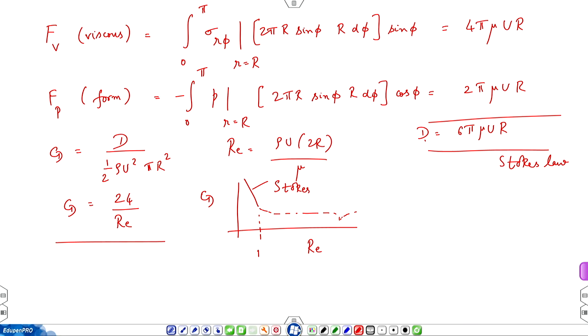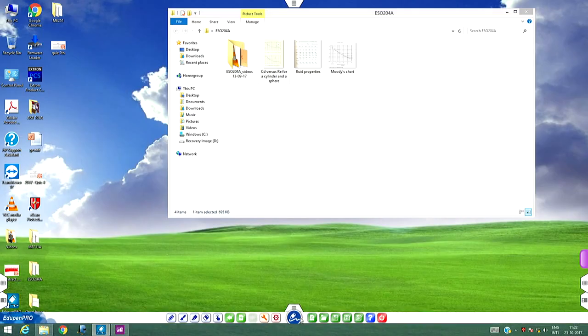So, what is the flow pattern? Well, you have the velocity components, so you can get the velocity vector all around the sphere. So, flow will go around the sphere like that, all around.